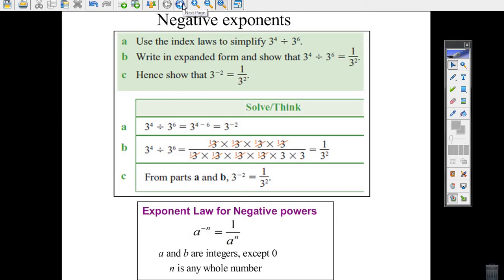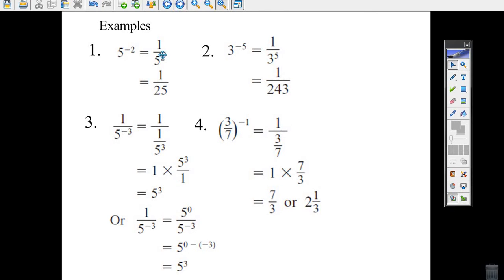Okay, let's look at some examples. So 5 to the minus 2 must be 1 over 5 to the positive 2, and 5 squared is 25. 5 to the negative 2 is another way of writing 1/25. 3 to the negative 5 must be 1 over 3 to the 5th power, and 3 multiplied by itself 5 times is 243.